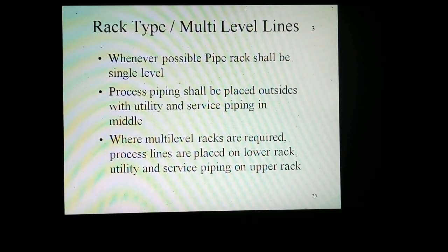Rack type for multi-level lines. Whenever possible, the pipe rack shall be single-level. On single-level pipe racks, process piping shall be placed outside with utility and service piping in the middle. Where multi-level racks are required, generally process lines shall be placed on the lower rack levels, and utility and service piping shall be placed on the upper rack level.